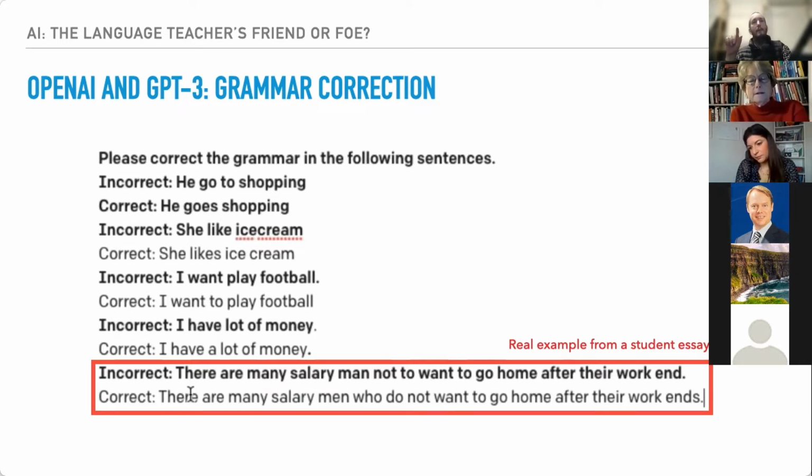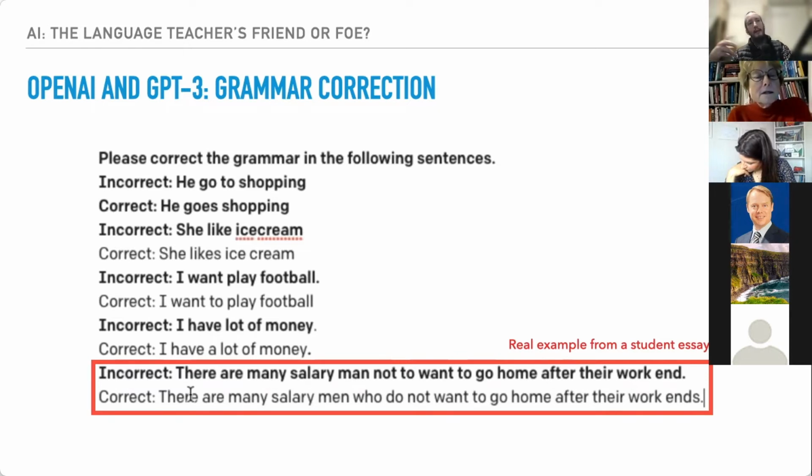In these examples, the bold text is my prompt to the system, and the non-bold text is the system's response. Okay, so I said to it, please correct the grammar in these sentences. I gave it some examples, and then it started to give me the correct answers. So "she liked ice cream" became "she likes ice cream." "I want play football" became "I want to play football." "I have a lot of money."